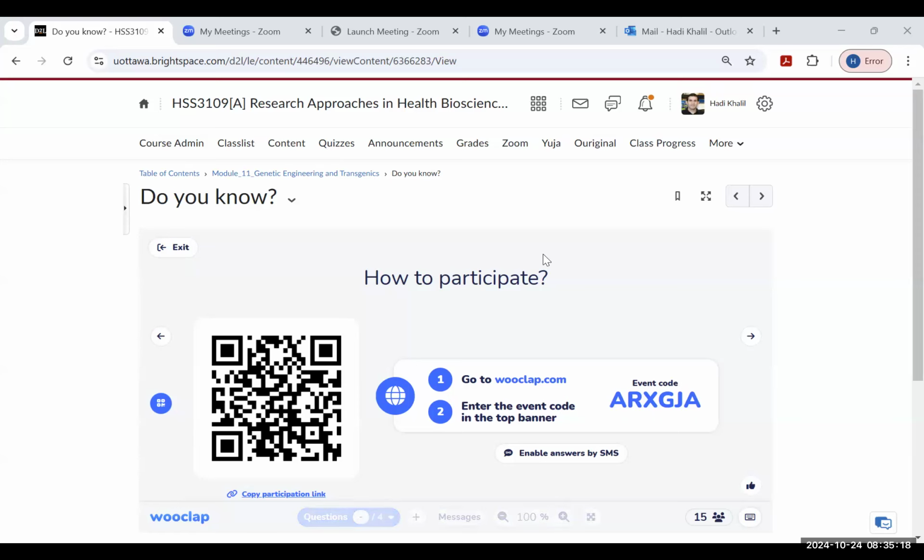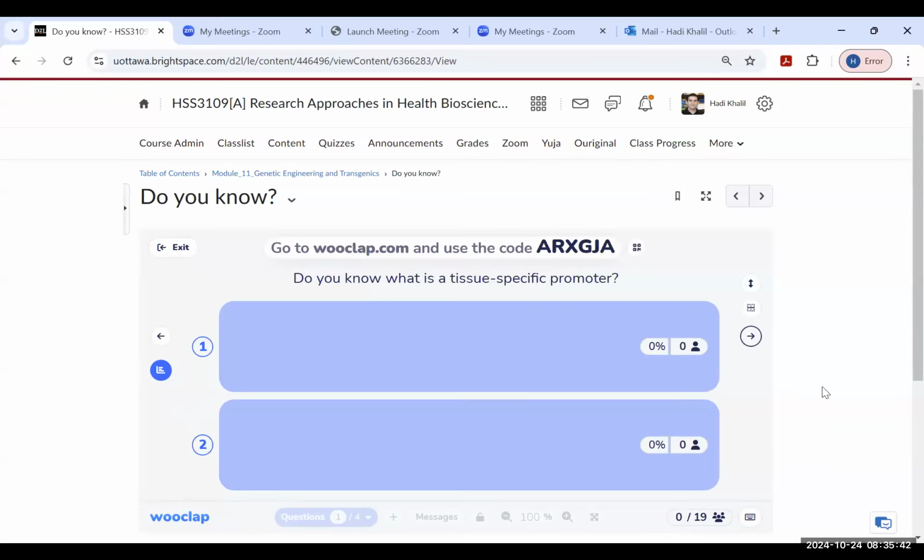Okay. So now you can see the code in case you are not on Brightspace. So this is the password. You can get into that. And we're gonna ask very simple 3-4 questions to see how much you remember from your genetics and how much I need to explain for you in order to understand the genetic engineering and the transgenic classes. So the first question would be, do you know what is a tissue-specific promoter?